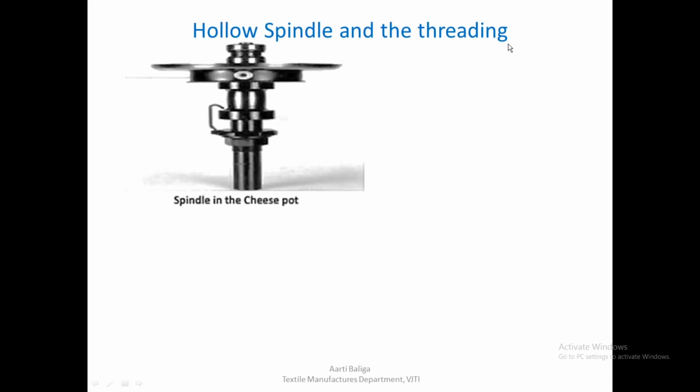So, hollow spindle and the threading. This is the spindle in the cheese pot. This is the base, how it looks. This is the point where the yarn will come out. This is the entire spindle, the way it looks.